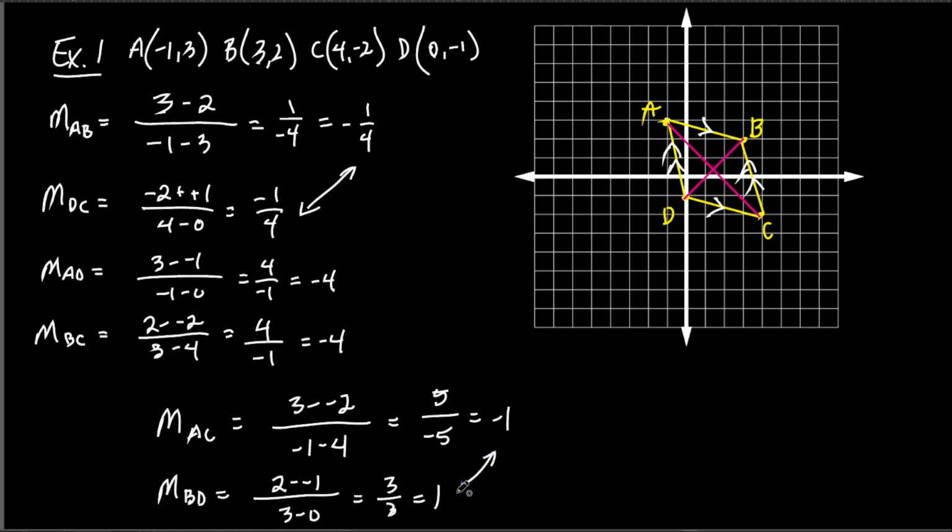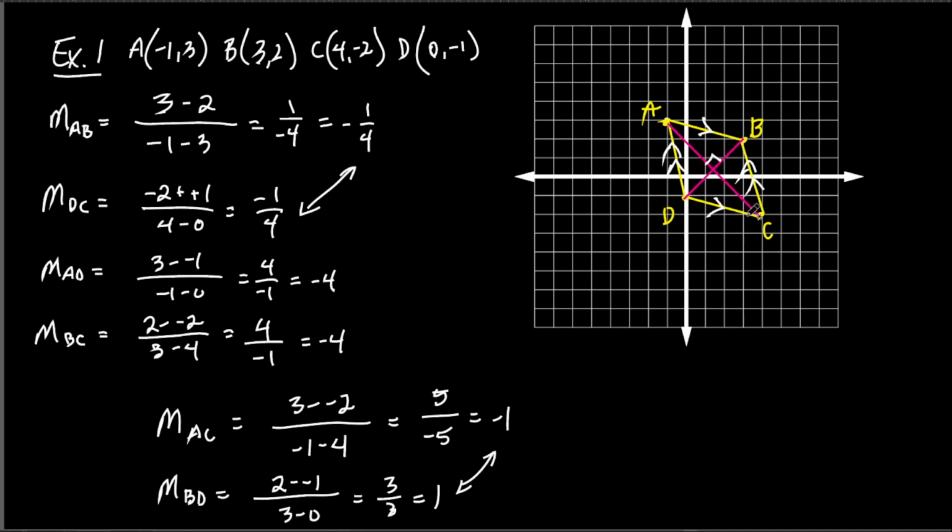Are these negative reciprocals of each other? Absolutely, okay? I mean, it's a 1. You're like, oh, it's not a reciprocal. Yeah, but the reciprocal of 1 is 1, right? Okay, but one's negative, one's positive. So there's your negative reciprocal. Everybody got that? So what do we know about these two pink lines right there, AC and BD? They are perpendicular right there.